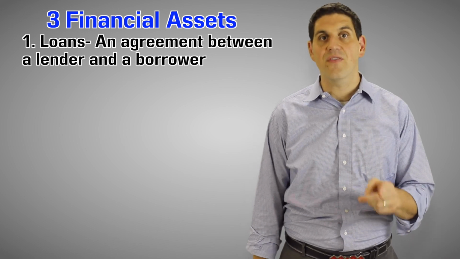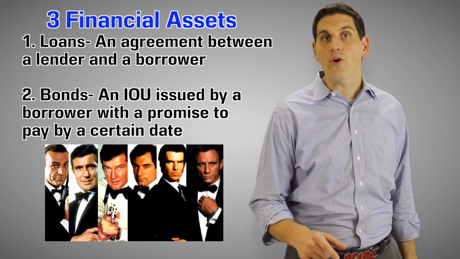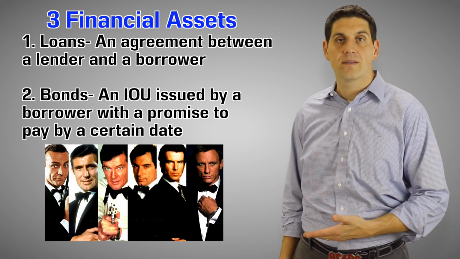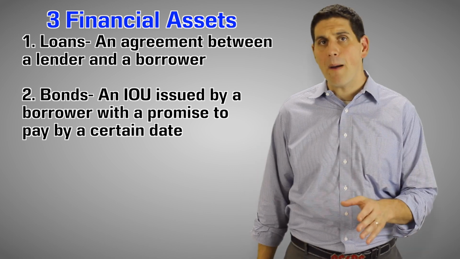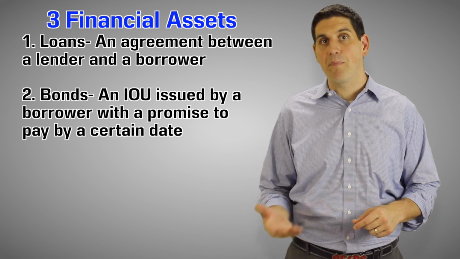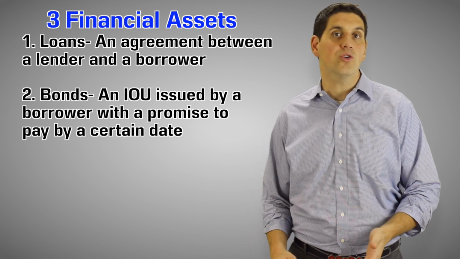The second financial asset that you're going to see is the idea of bonds. Bonds are IOUs issued by the government or businesses. So for example, if a business needs some money to buy some equipment, it can issue a bond, and they promise to pay back that money plus the interest rate to the person who bought the bond. And that same process also applies to governments.